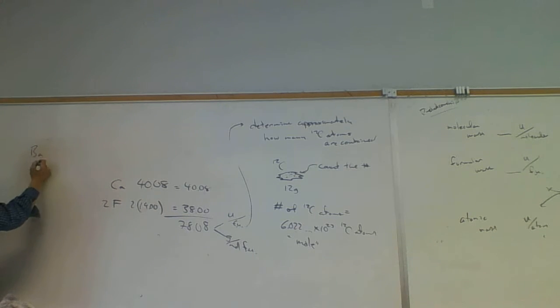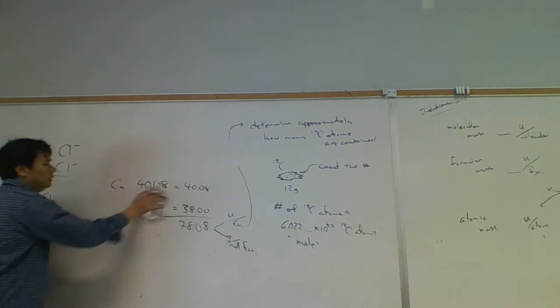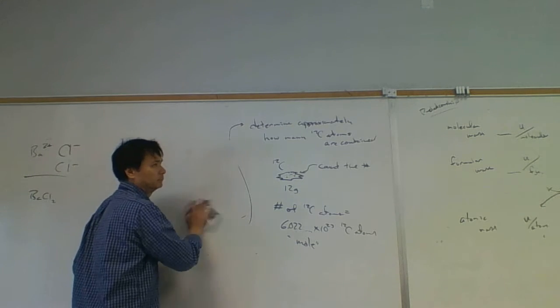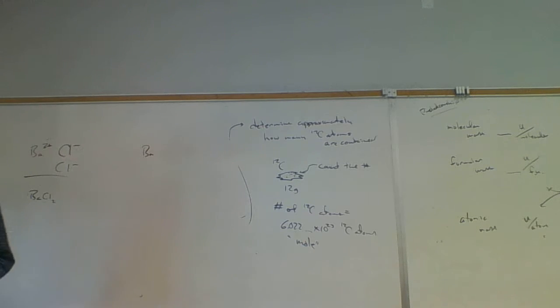So we have to figure out what the barium ion is, Ba, and its charge. Barium is located in the second column, so this would be Ba2 plus, and then chloride. So we need 2 of those, so BaCl2. Let's get the mass of barium here.